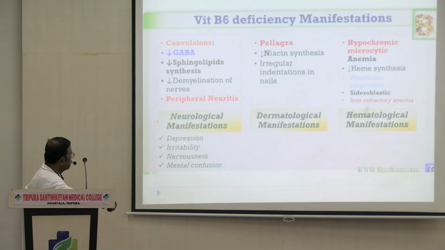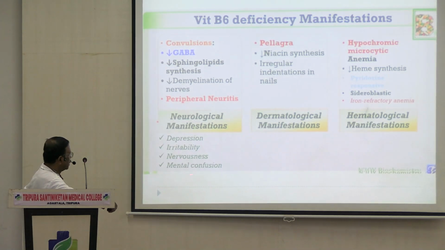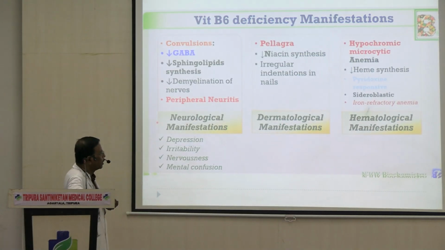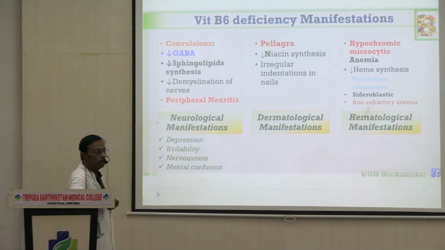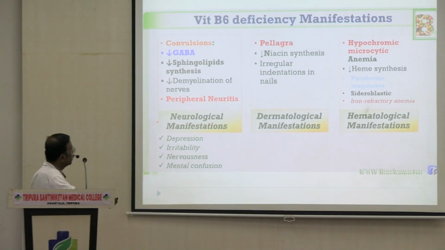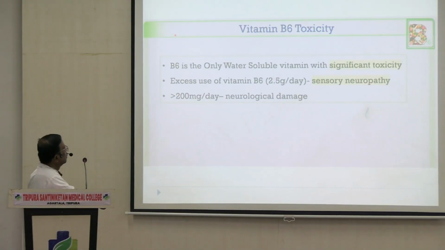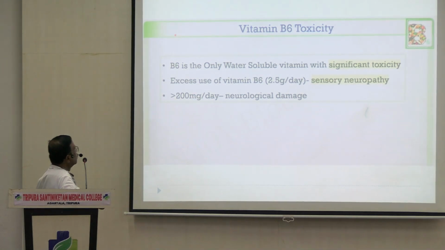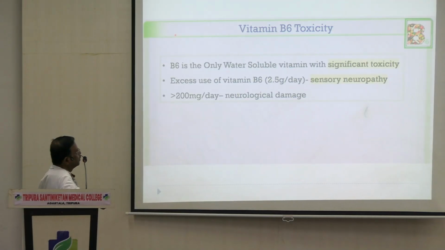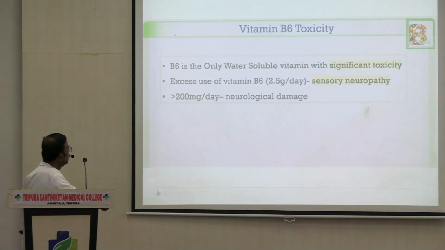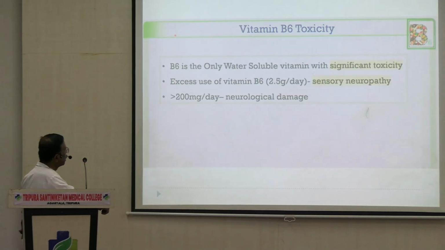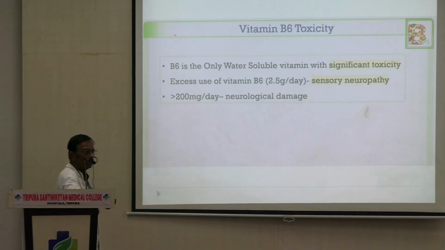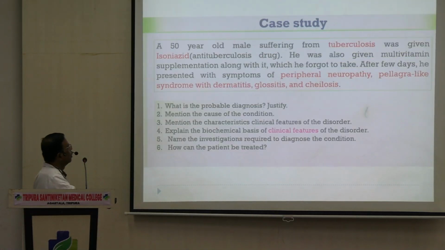Neurological manifestations like depression, irritability, nervousness, mental confusion occur because of decreased serotonin synthesis. There will be dermatological manifestations, then hematological manifestations as stated above. Toxicity: among water soluble vitamins, this one has significant toxicity. Excess use of vitamin B6 may cause sensory neuropathy. When it is used more than 200 mg per day, there may be neurological damage. So excessive intake is not good.